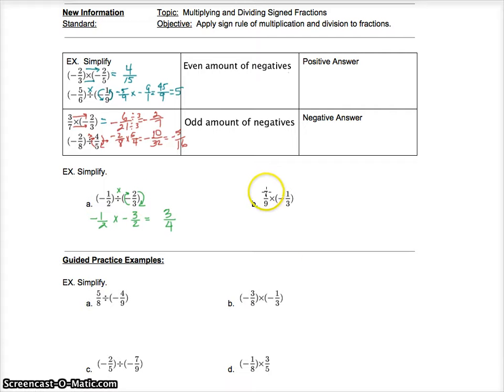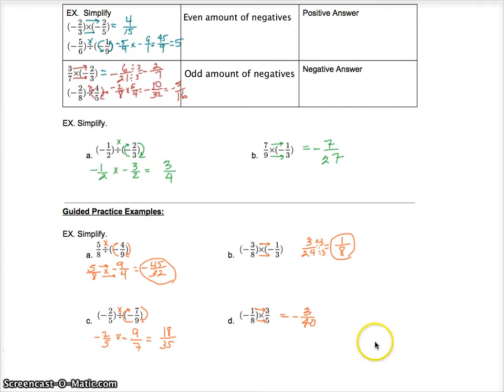Over here in part B, I have 7/9 times negative 1/3. So I'm going to multiply straight across. 7 times 1, 9 times 3, which will give me 7 over 27. I have one negative, so it's an odd amount of negatives, so my sign is going to be negative. So my answer is negative 7 over 27. And that's as far as it goes. I cannot reduce it any further. Go ahead and work on these guided practice examples with your group mates.